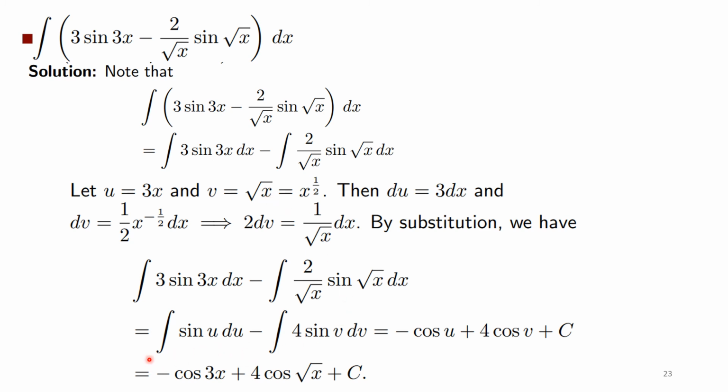Then we can easily get the integral, since the integral of sine is easy. The integral of sine u is negative cosine of u. Then the integral of sine v is negative cosine again, but we have a minus. You can take out the 4, so minus of minus, that's why you have 4 cosine of v plus c. Meaning to say, you have to go back again to the original values: u is equal to 3x, so negative cosine of 3x, plus 4 cosine of, again, our v here is equal to square root of x, square root of x plus c.